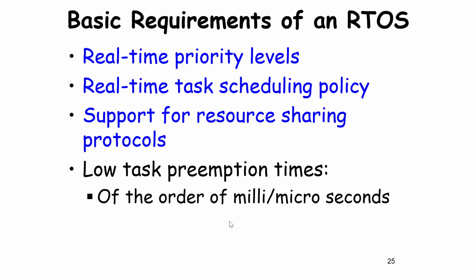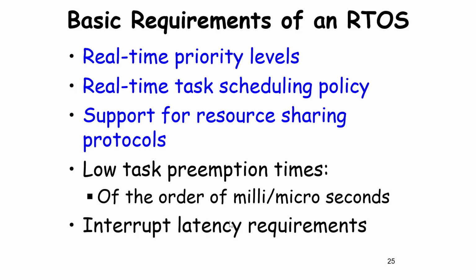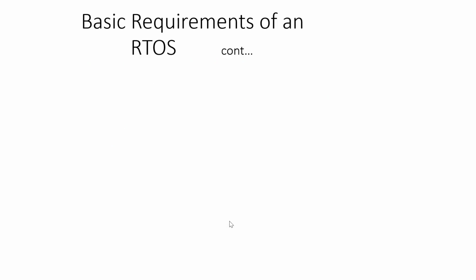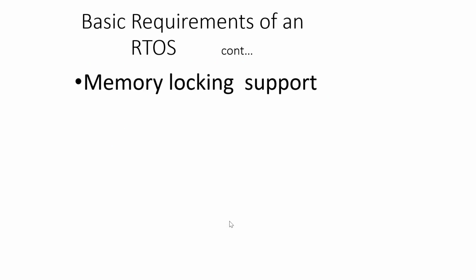So one very important thing that we have been seeing throughout our discussion, both RMS as well as EDF, is that we need very low or very quick task preemption times because whenever a high priority task arrives, we need to preempt the currently executing task. So this has to be of the order of milli or microseconds. And furthermore, if there is any interrupt, so even a task preemption can be treated as an interrupt, it has very stringent and very strict latency requirements.